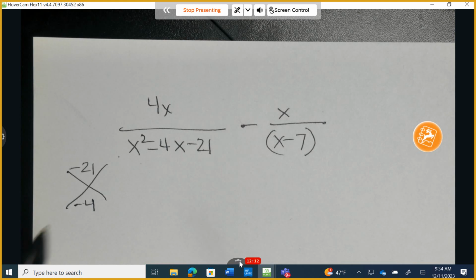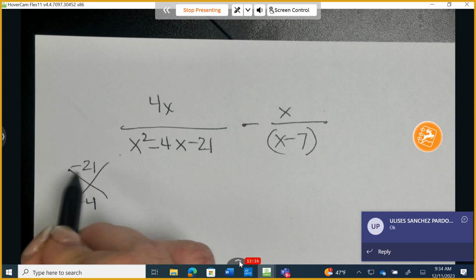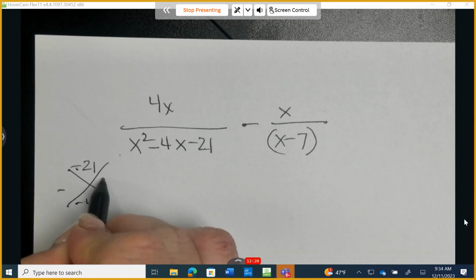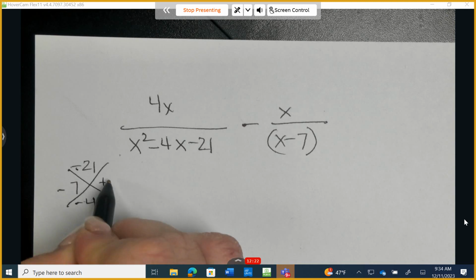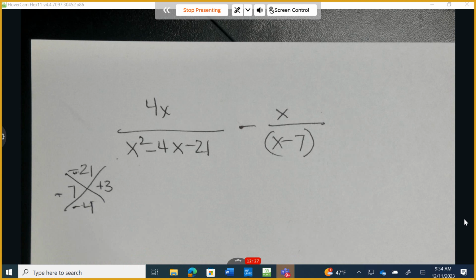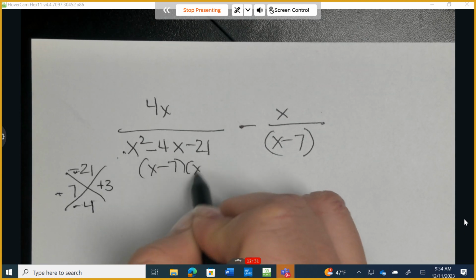Okay, so they multiply to give you negative 21 and combine to give us negative 4. What two numbers would those be? They have to be different signs, so one's positive, one's negative. It would be negative 7 and positive 3. They multiply and they combine. So it's really nice when the leading coefficient's 1. I can just write x minus 7 and x plus 3.